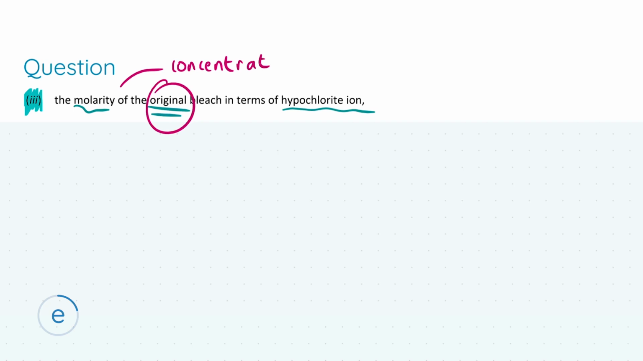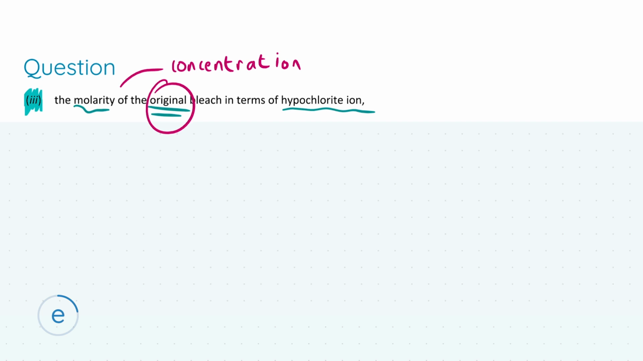So if it's just easier for you to understand concentration instead of molarity, I always used to write down concentration wherever I saw molarity, because sometimes I get them mixed up. So in this case, if that just makes it a bit easier for you, of course, write that down. This question is asking us to find the concentration of the original bleach in terms of our hypochlorite ion.